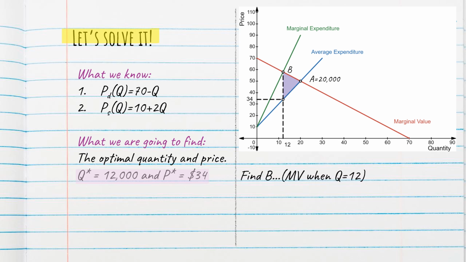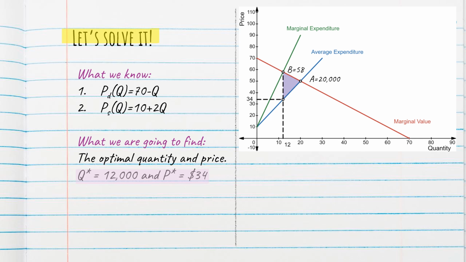We also need to compute point B. Point B is the marginal expenditure or marginal value, either one, when Q is equal to 12. I've chosen to do marginal value because that's the curve I kind of have staring me in the face. Remember, the marginal value curve is just the inverse demand curve. So all I do here is I plug 12 into my inverse demand curve. And I find P is equal to 70 minus 12, which is 58. So point B is at $58, and as we already found, point A was at 20, or in this case, 20,000.